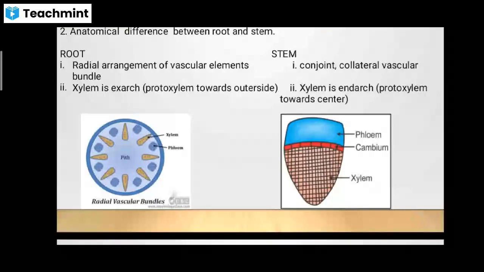In the stem there is a conjoined collateral vascular bundle. Here the phloem and xylem are in one plane, xylem towards the inner side, phloem towards the outer side. Sometimes a cambium is present in between xylem and phloem. If cambium is present, then it is called, what, open type or closed type?